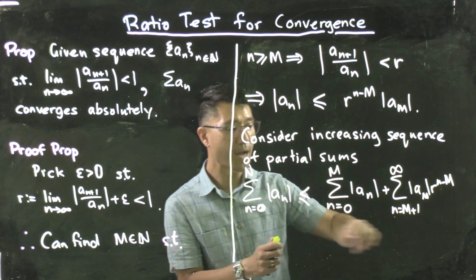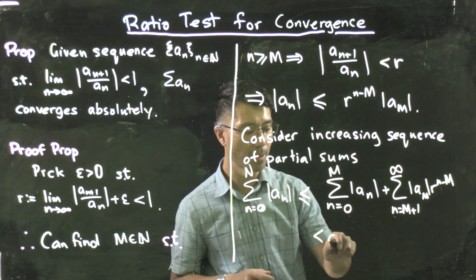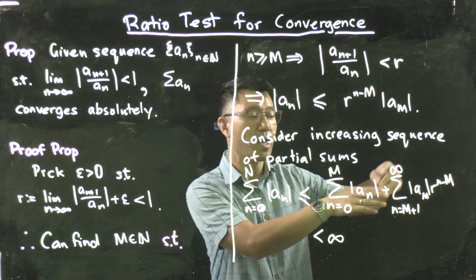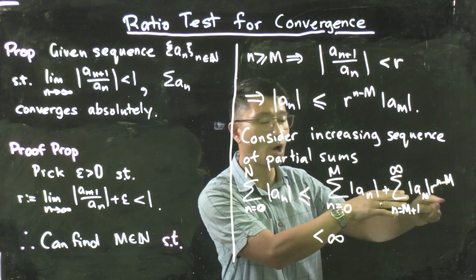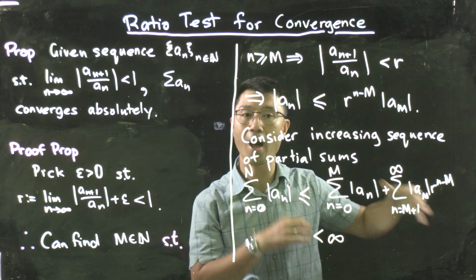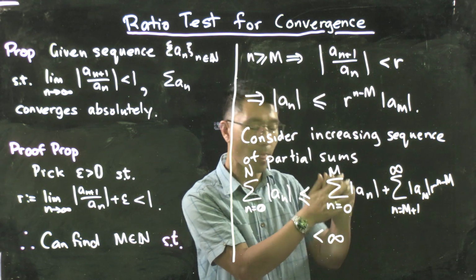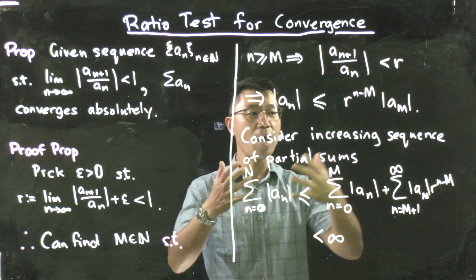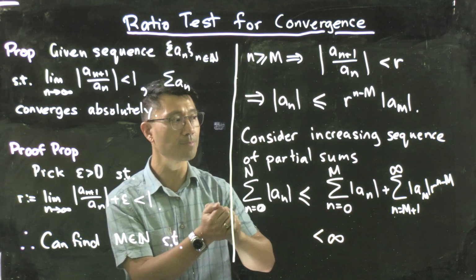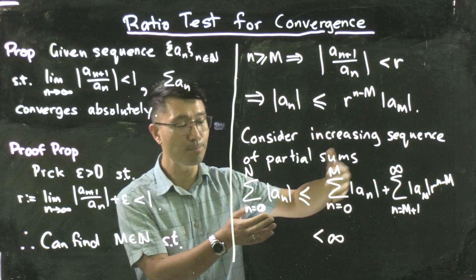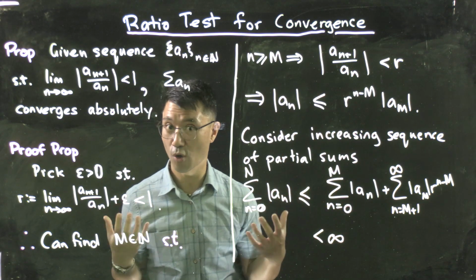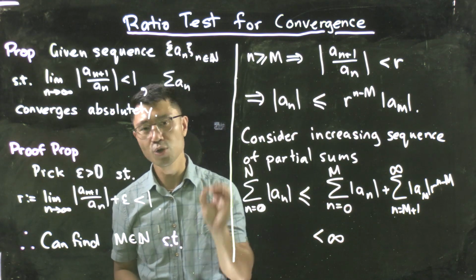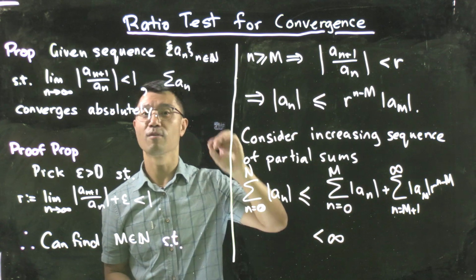And the key point is that this right hand side is bounded. It's a finite number. This is finite because here we have an infinite geometric series whose common ratio is r, which is less than 1. So this converges to some finite positive number, and this here is just a finite sum. So we have an increasing sequence of partial sums, and this increasing sequence is bounded above, so we know it has to converge, and that gives us a proof of the ratio test. I hope now you can also use the ratio test to test for convergence.